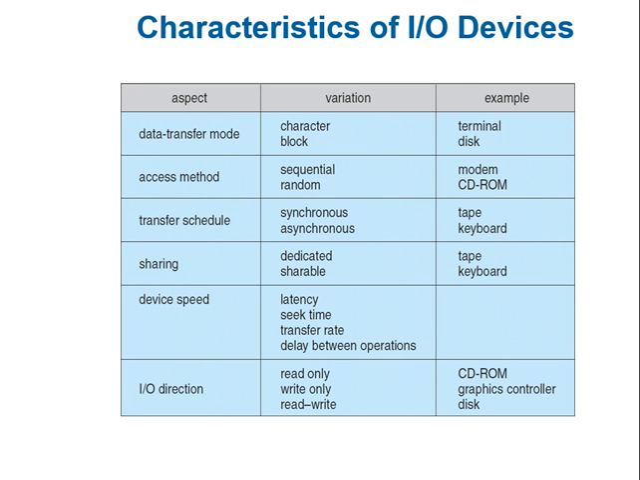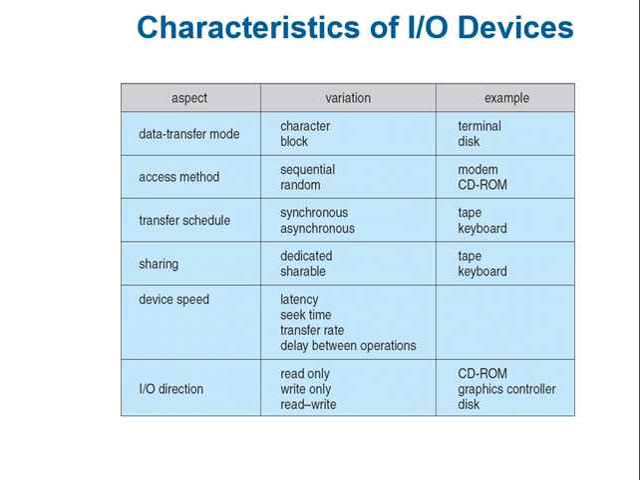And then this figure represents an example of the characteristics of I/O devices. There are aspects that we can use to differentiate them in terms of data transfer mode, access method, transfer schedule, and sharing or dedicated, right? So from the previous slide, we can see examples.